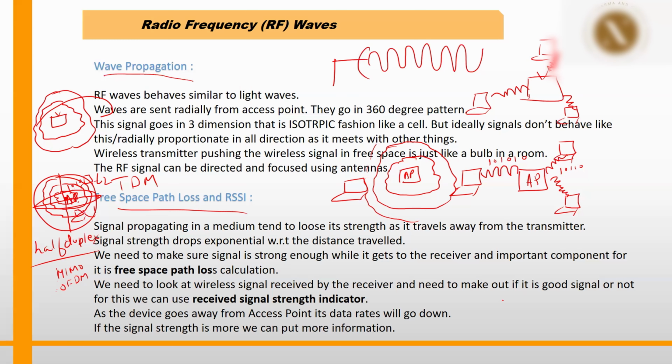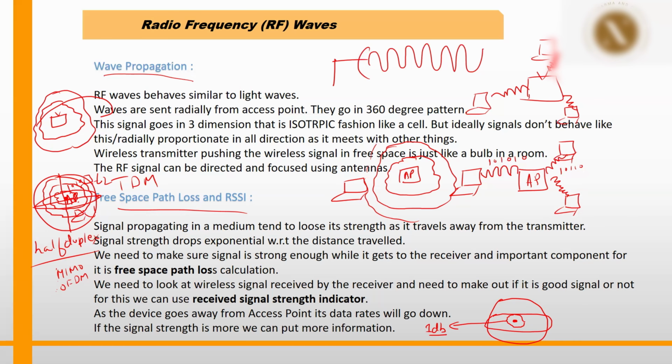Suppose you have an AP here, now what happens? You are sending the signal. So at this point of time, your signal is maybe 1 dB. So what is a decibel? We will learn in the next session, that is in measurement. So when the signal goes out of the AP, it is 1 dB.